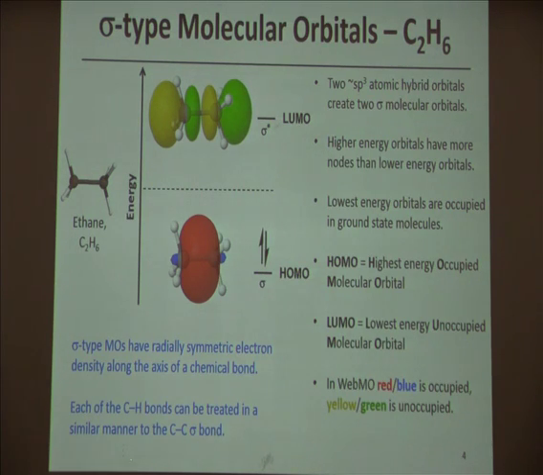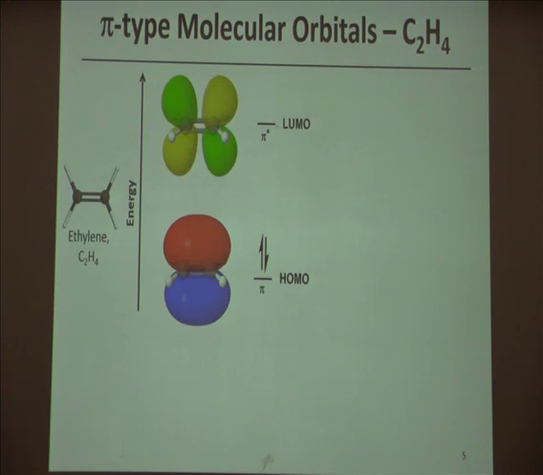And again, as I said at the beginning, we could have performed the same sort of analysis with all the CH bonds as we just did with the CC sigma bond. So let's contrast those sigma orbitals with some pi-type molecular orbitals. And again, I want to start with a very, very simple case. This is the case where we have ethylene.